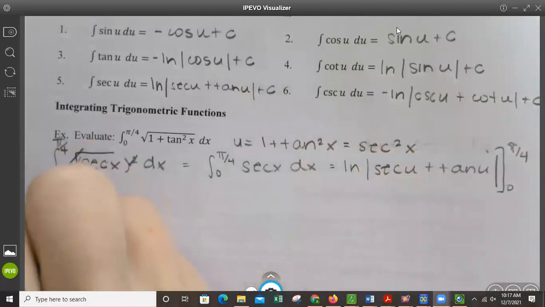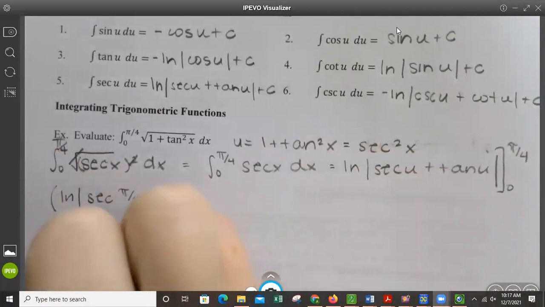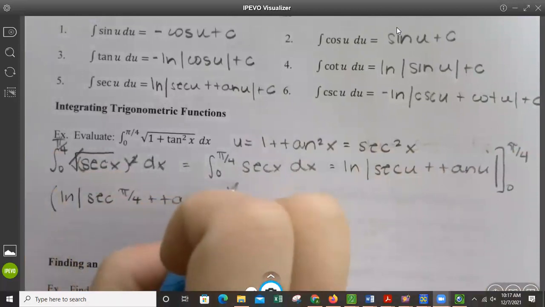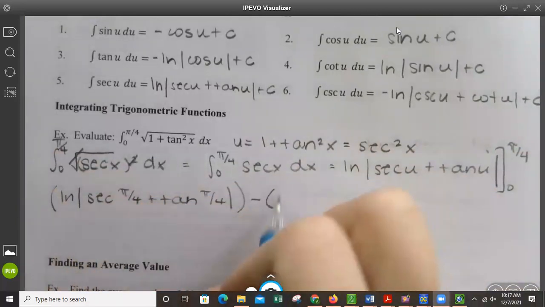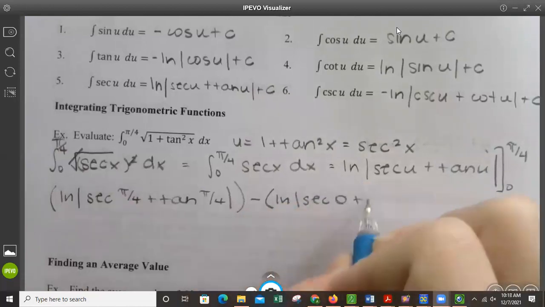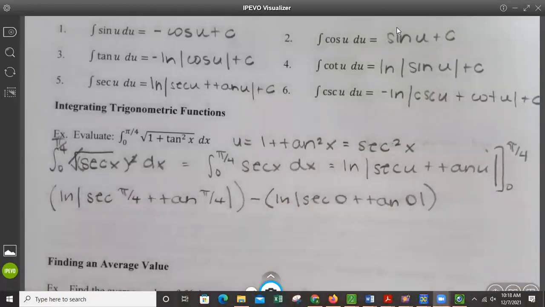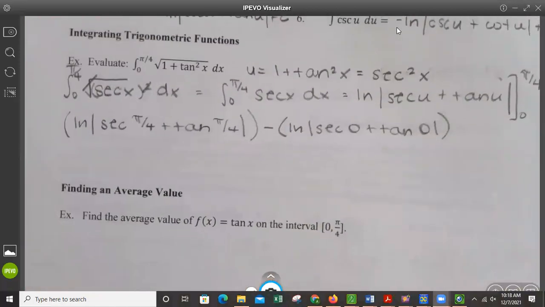So we're going to do ln absolute value of secant pi over 4 plus tan pi over 4, minus ln secant 0 plus tan 0. Secant 0 plus tan 0, that whole backside, is going to give you 0.